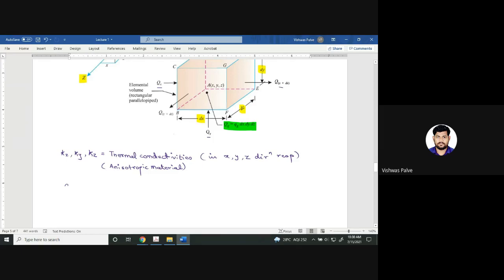Now, small qg, what is the term small qg? It is the heat generated within the body. Small qg is the heat generated per unit volume, per unit time.